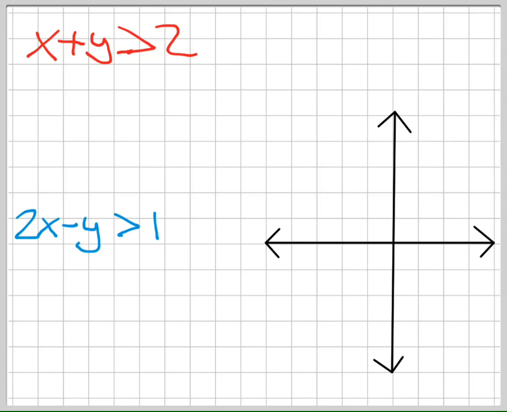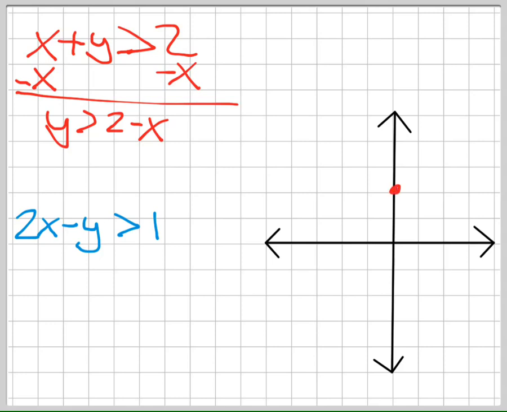Number 3. Okay? So, yep, you can try it, but what do you have to change about the top one before you graph it? Y by itself. Y alone, get it in slope-intercept form, move that x over by subtracting it. So this means it's going to be 2 on the y-axis. What's my slope in this one? Negative 1, so that means down 1, to the right 1. And it's going to be a dotted line because it's just greater than.